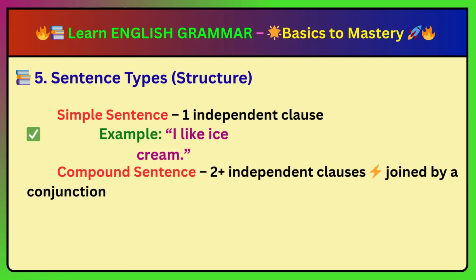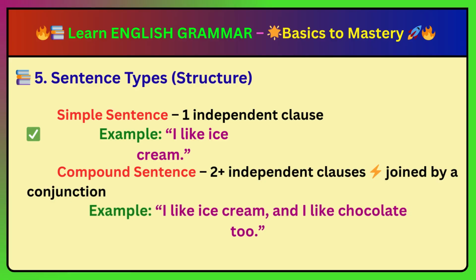2. Compound sentence. A compound sentence has 2 or more independent clauses joined by a coordinating conjunction like and, but, or, so. Each clause can stand alone as a complete sentence. Example, I like ice cream, and I like chocolate too.